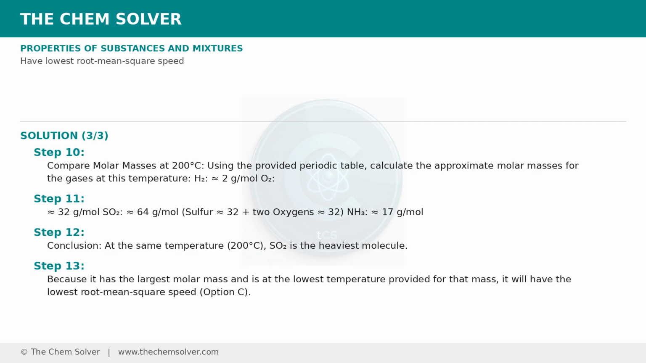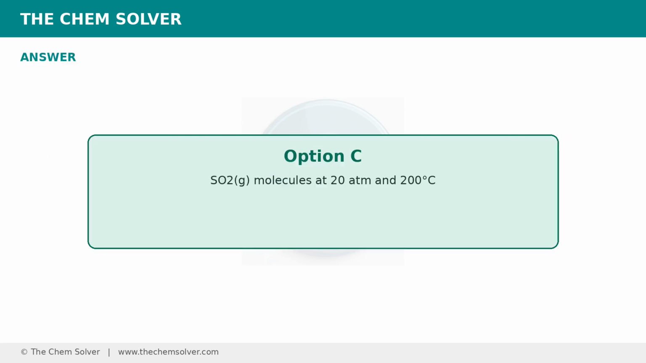Conclusion. At the same temperature, 200 degrees Celsius, SO2 is the heaviest molecule. Because it has the largest molar mass and is at the lowest temperature provided for that mass, it will have the lowest root mean square speed, option C. The correct answer is option C: SO2 molecules at 20 atmospheres and 200 degrees Celsius.